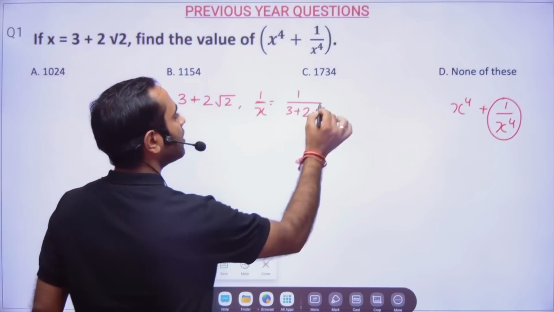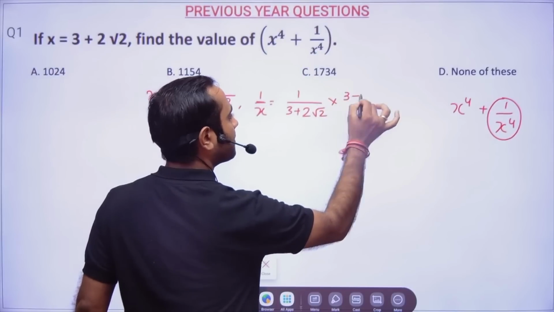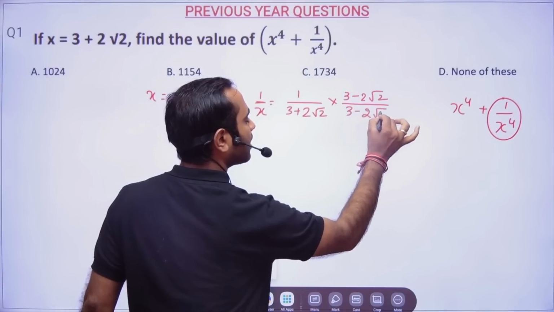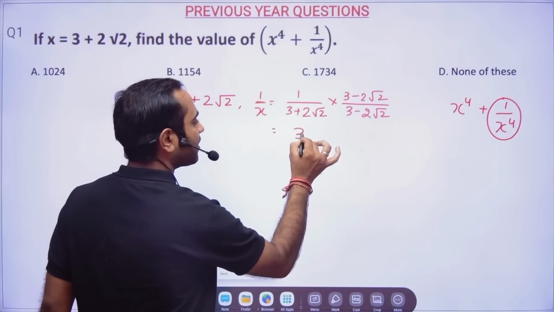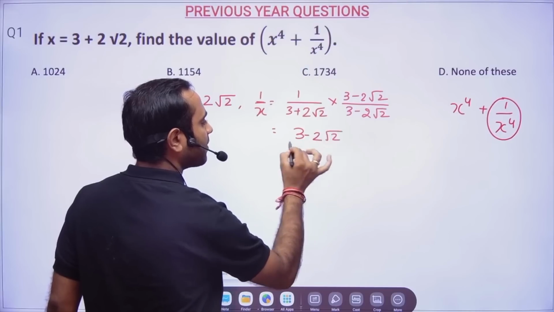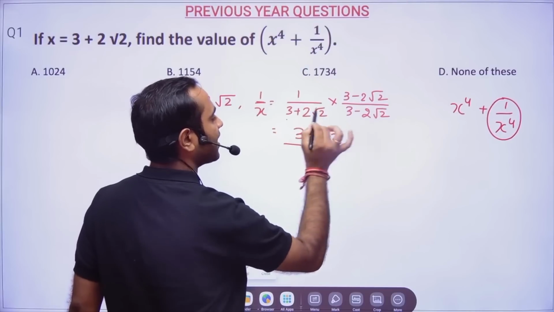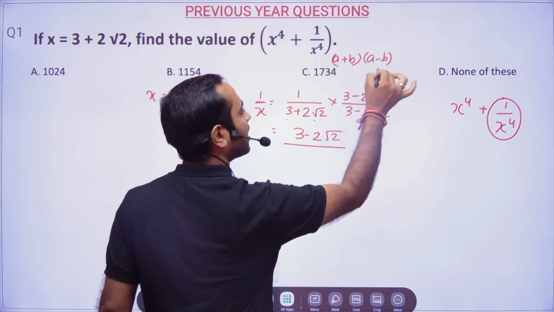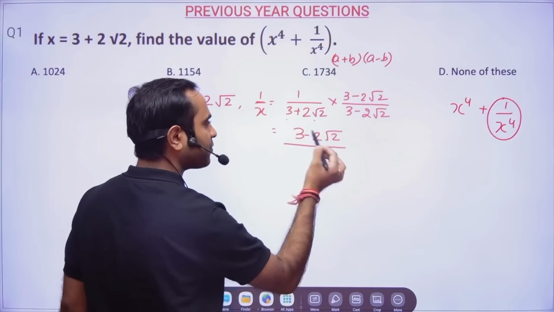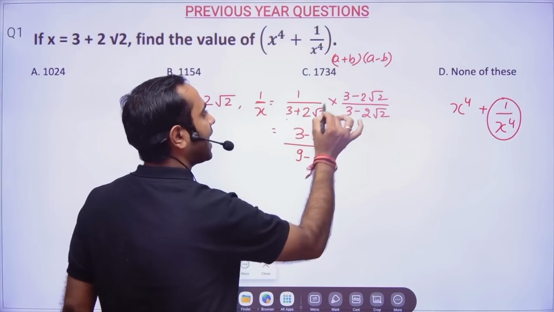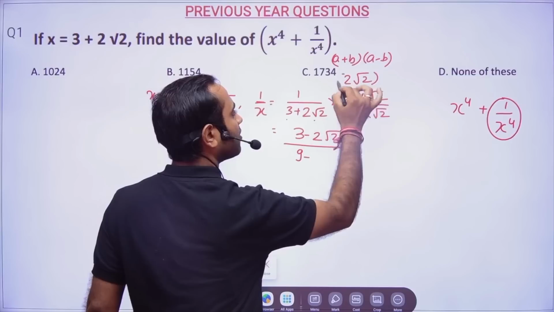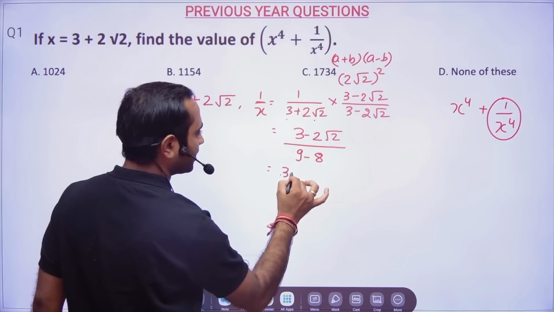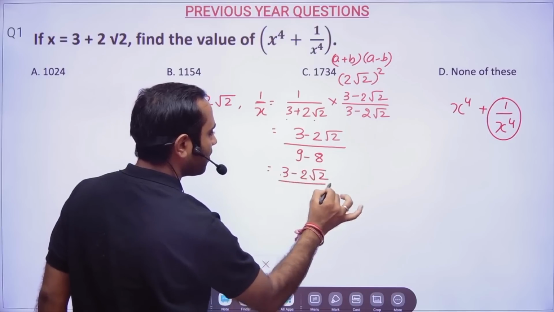So what I will do, I will rationalize here. You have to multiply by the same value: 3 minus 2 root 2 in the numerator and denominator. Clear? Step by step. So 3 minus 2 root 2, divided by, so a plus b into a minus b, a few algebraic formulas you should know, is a square minus b square. So 3 square is 9 and 2 root 2 square is 2 square, which is 4, into 2, which is 8. So basically the value of 1 by x is nothing but 3 minus 2 root 2. This is also clear to you.